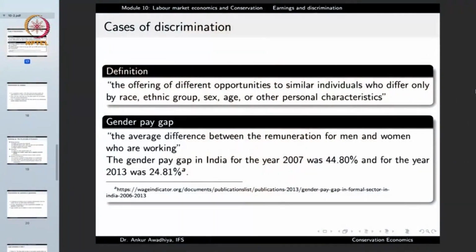So it is the offering of different opportunities to similar individuals who differ only by race, ethnic group, sex, age, or other personal characteristics. A good example is the gender pay gap, the average difference between the remuneration for men and women who are working. So even though men and women might be having the same qualifications, the same education, they might be putting up the same amount of effort, but in certain societies, by tradition, the women get paid less. So this is the gender pay gap.